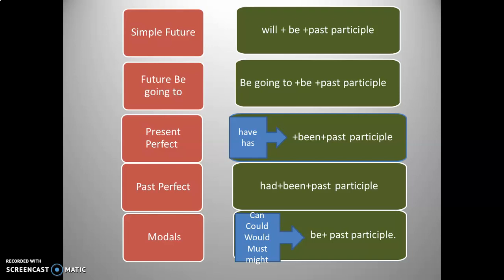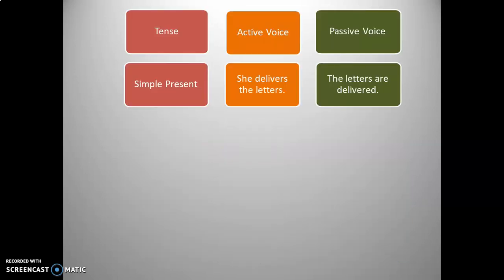Let's have some examples. Simple present tense. She delivers the letters. The letters are delivered. First of all, I moved letters to the beginning. Then I added verb to be, this time are, because this is simple present tense. Delivered is the past participle form of the verb deliver. Why are not is? Because letters is in plural form.